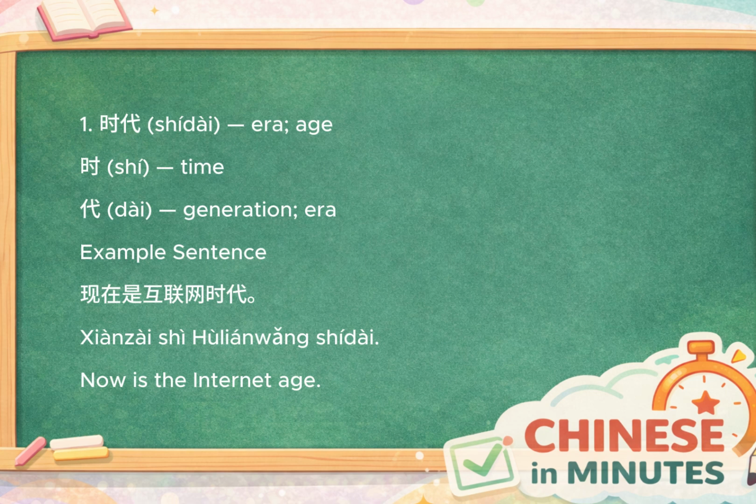A simple way to remember this word is to imagine walking through a history museum, where every room represents a different era. For example, 现在是互联网时代. Now is the internet age.